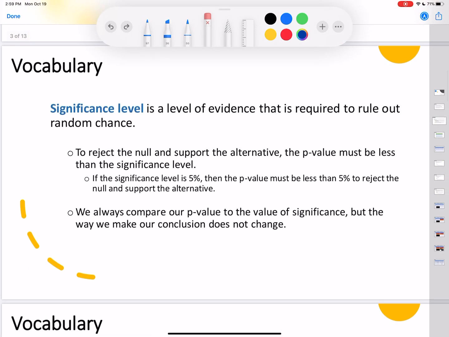Significance level is a level of evidence that is required to rule out random chance. To reject the null and support the alternative, the p-value must be less than the significance level. If the significance level is 5%, then the p-value must be less than 5% to reject the null and support the alternative. Likewise, if the significance level is 2%, then the p-value must be less than 2% to reject the null. We always compare our p-value to the value of significance, but the way we make our conclusion does not change.